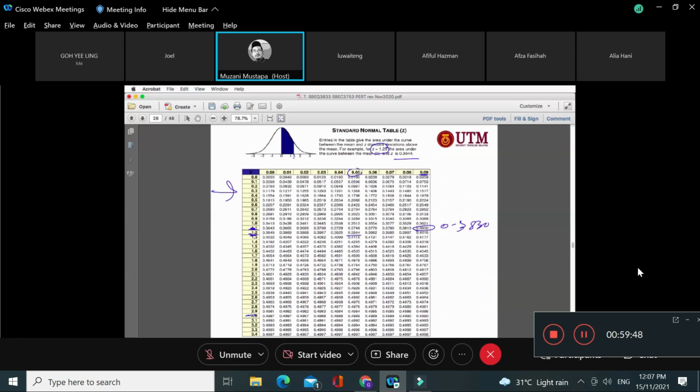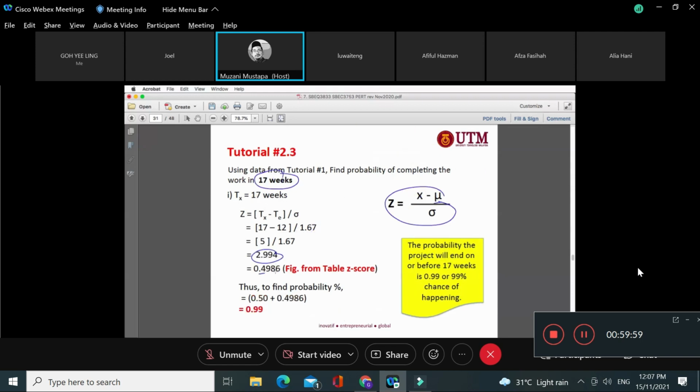Okay, just to see 2.994 kat sini, how to read 2.994. Say 2.99 lah, so 0.4986, right? So because of the right frame of the bell curve tadi, you put the plus, so you 0.5 plus 0.4986, you got 0.99, which is near 1, so it is certain that particular project can be completed on time atau can be completed in 17 weeks duration. Nampak tak? So this is the beauty of PERT lah.